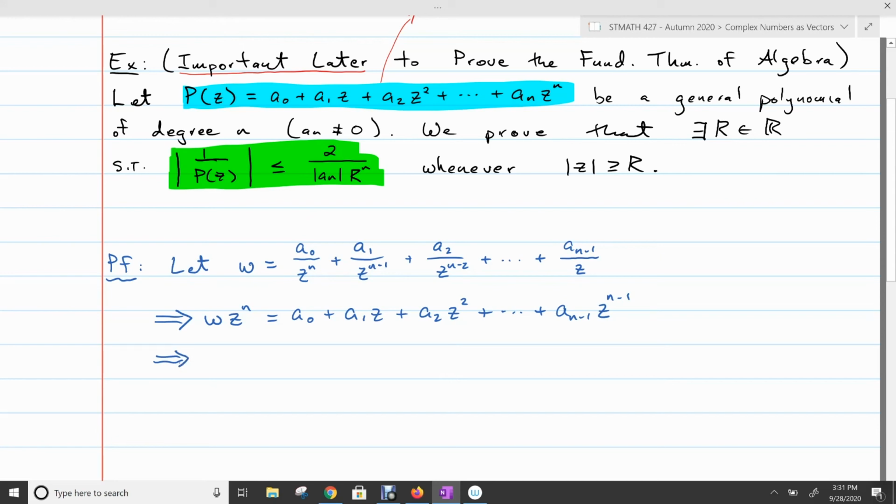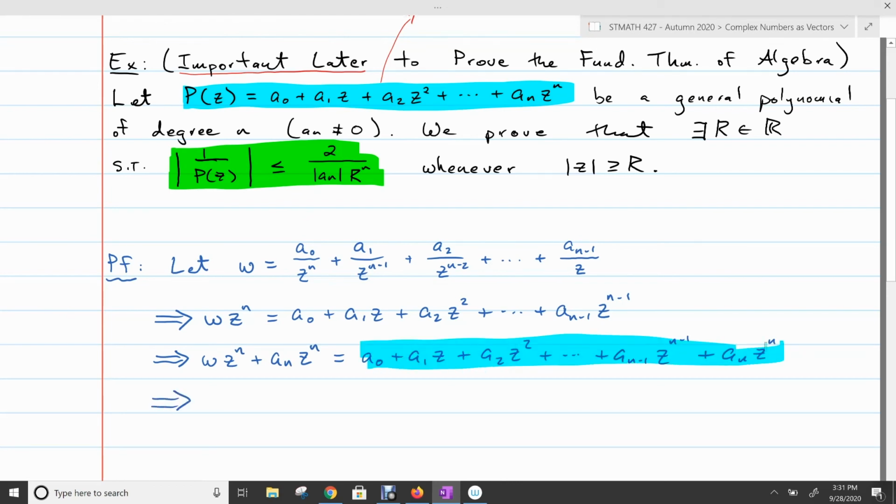If I just add, notice that this looks very much like the original polynomial p of z, highlighted in blue at the top. It's just missing the nth degree term. So let me take that equation that I have right now and add a sub n times z to the n to both sides. Now the right-hand side here is the original polynomial p of z. So what we got here is p of z equals, and then on the left-hand side, I could factor out that z to the n, and I'd have w plus a sub n times z to the n.